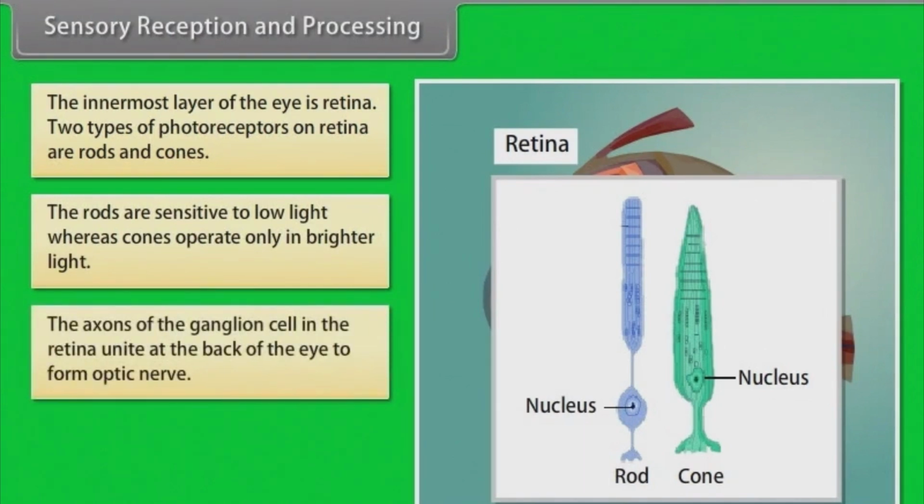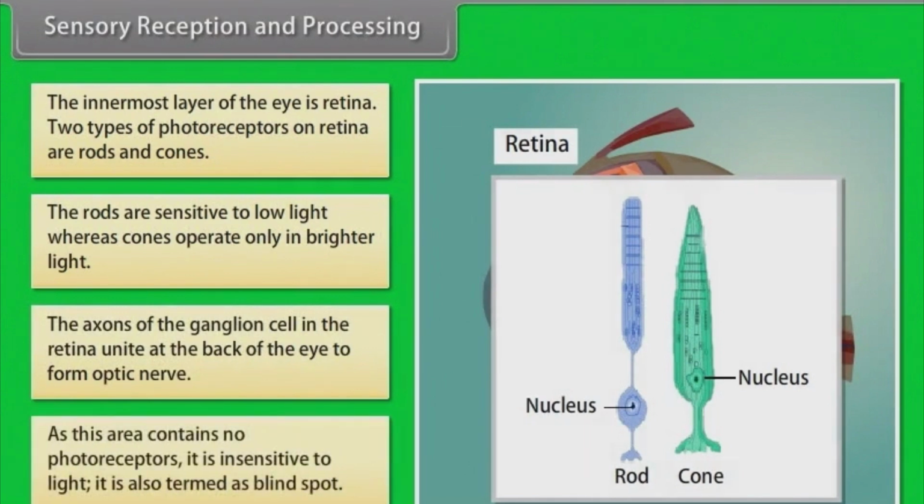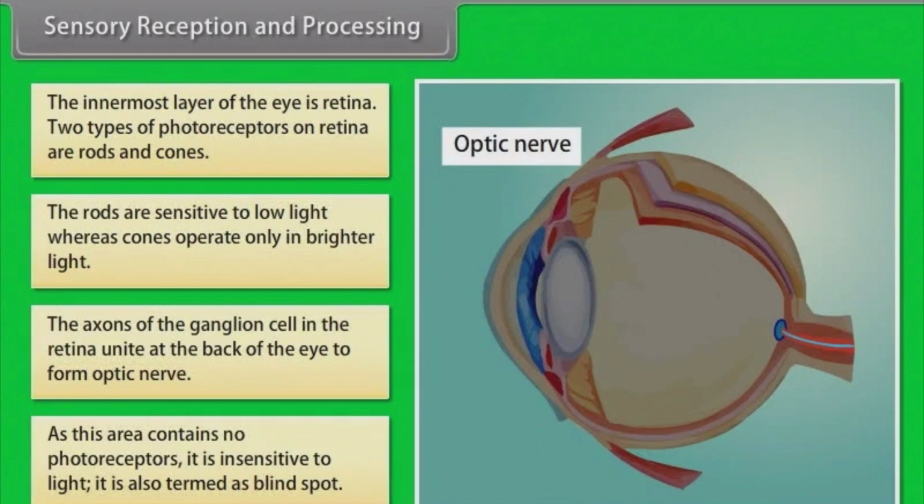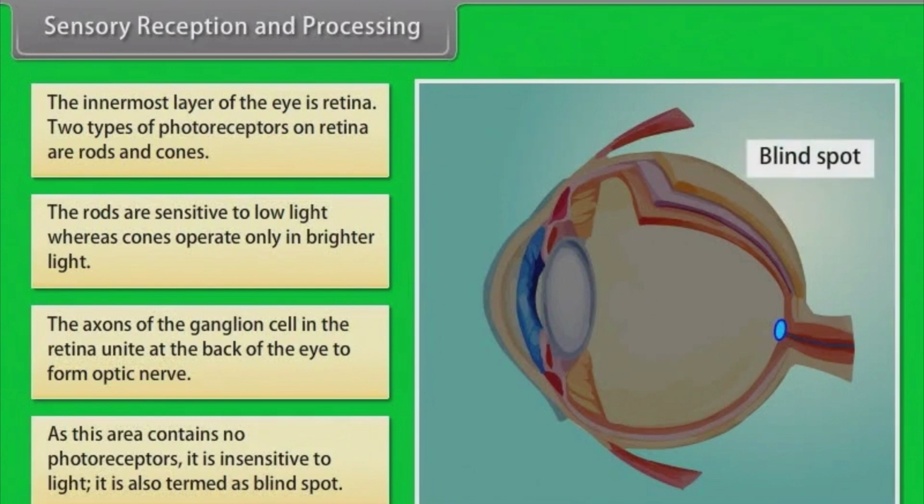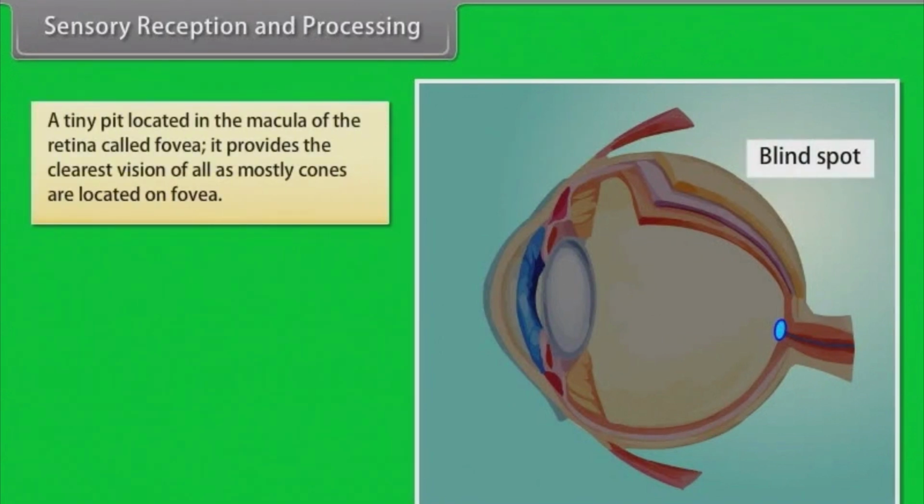The axons of the ganglion cell in the retina unite at the back of the eye to form the optic nerve. As this area contains no photoreceptors, it is insensitive to light. It is also termed the blind spot. A tiny pit is located in the macula of the retina and is called the fovea. It provides the clearest vision of all, as mostly cones are located on the fovea.